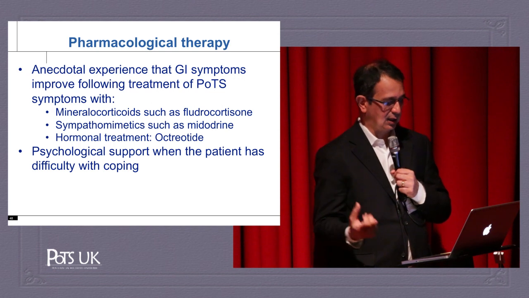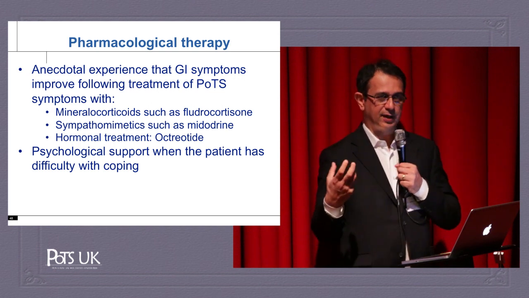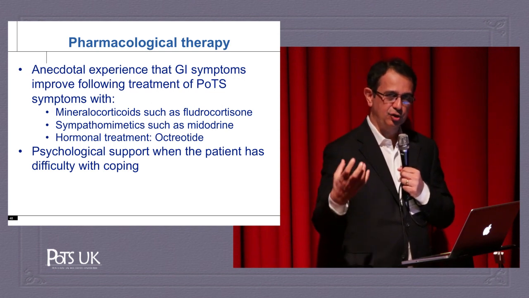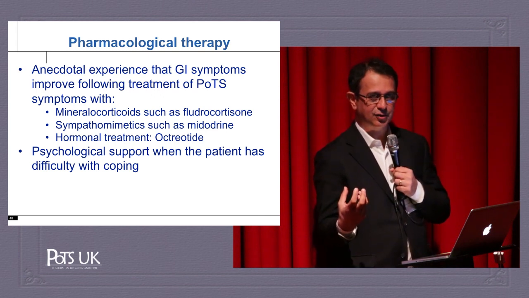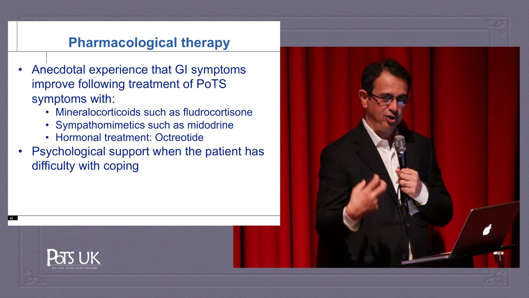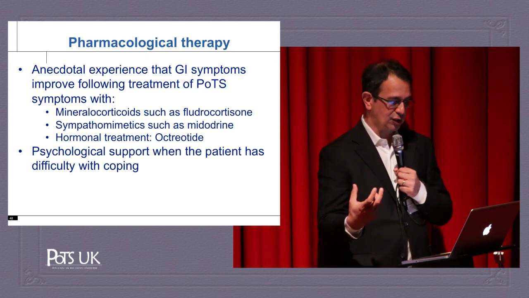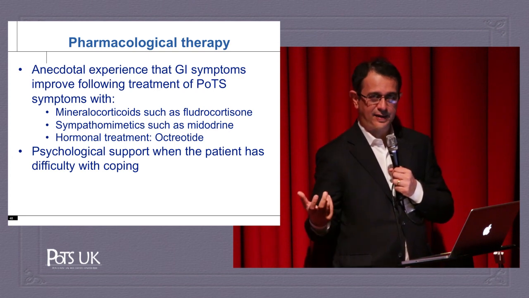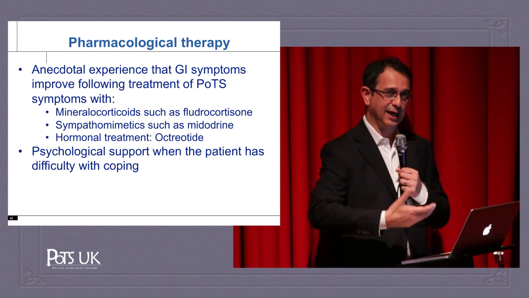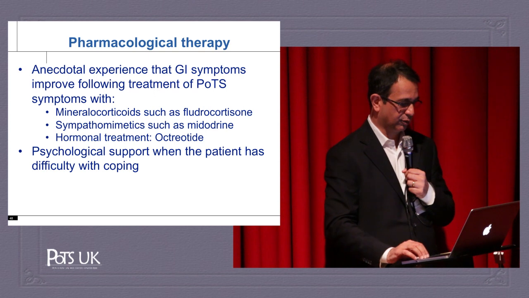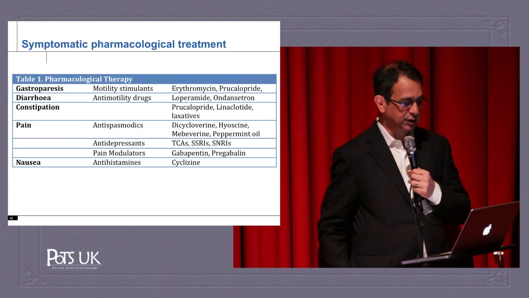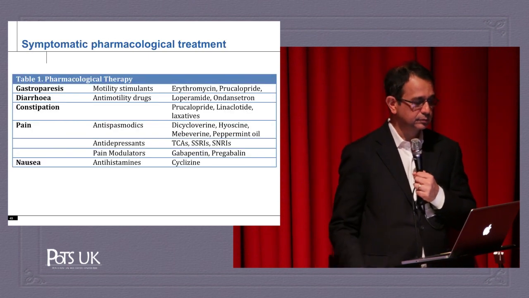Octreotide is an analog of somatostatin, and it helps to increase the vascular resistance in the gastrointestinal tract, in the splanchnic circulation, and slows the stomach down. And in some patients with POTS who are given that for improving their POTS, quite often their gastrointestinal symptoms will improve, and it's used in the treatment of early and late dumping syndrome. And of course, psychological support is very important.